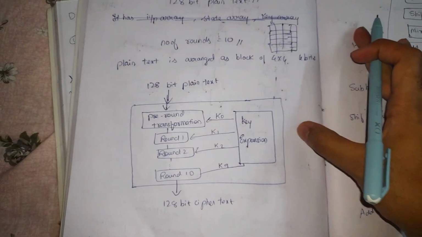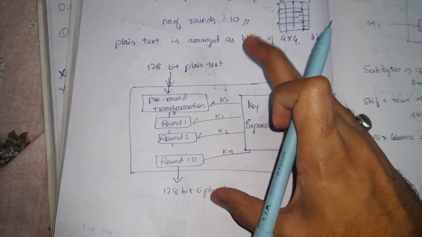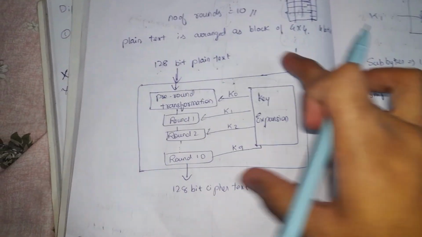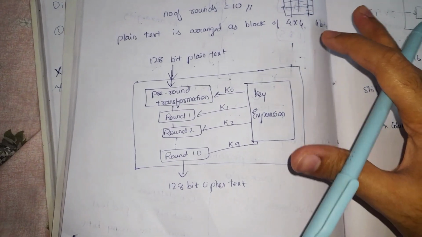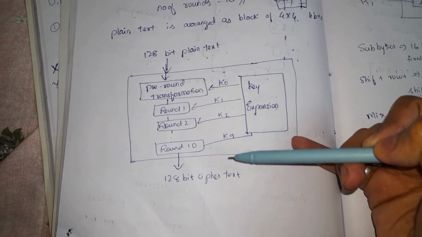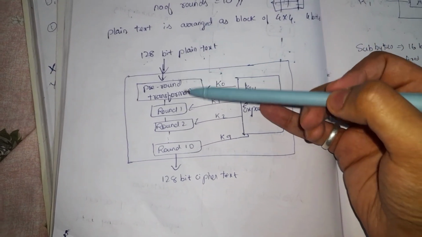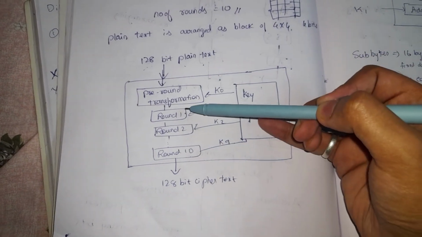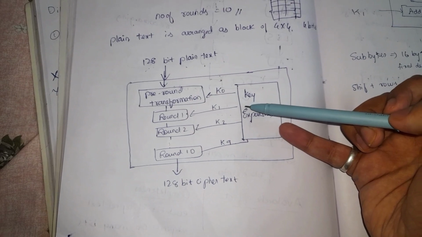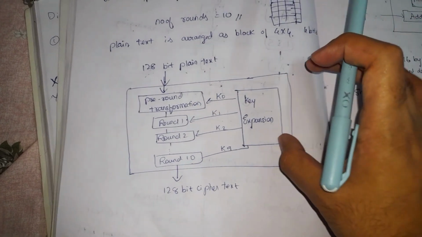Now how this algorithm works, let's try to understand with the help of this diagram. So basically this is the block diagram of the AES algorithm. Our main aim is to convert the plain text to the cipher text. As I said, we have 10 rounds. In each round, using different keys, we are performing encryption.